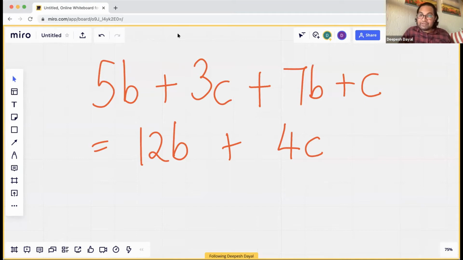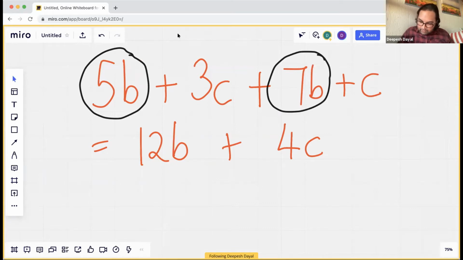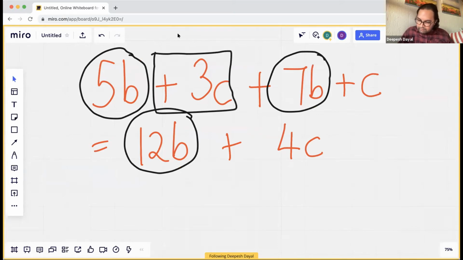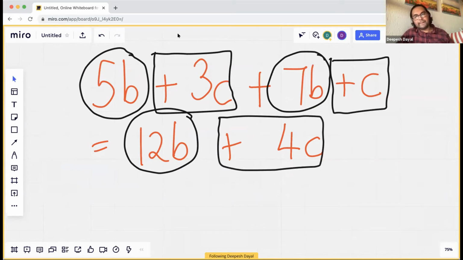If you don't have different colors, you can draw shapes, which I'll do now and I'll show you. That will help as well. So say you only have one pen and you don't have many colors. We've got 5b plus 7b gives us 12b. With the same pen, you can just draw blocks around these ones. 3c plus c gives us 4c. And there we go.